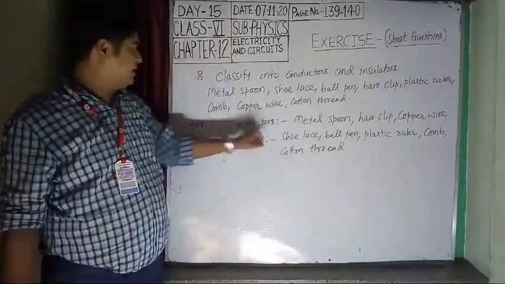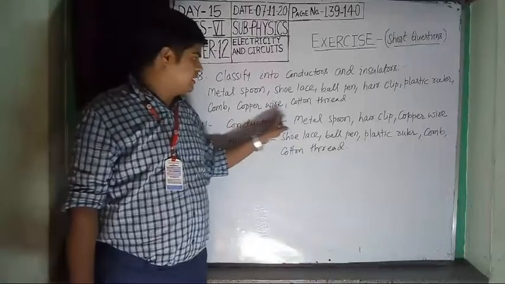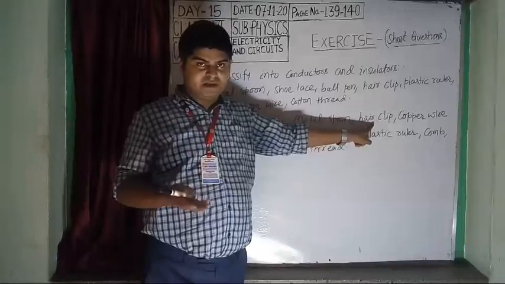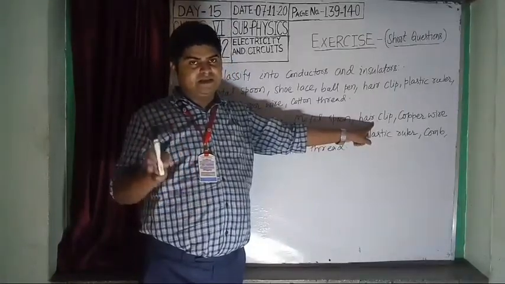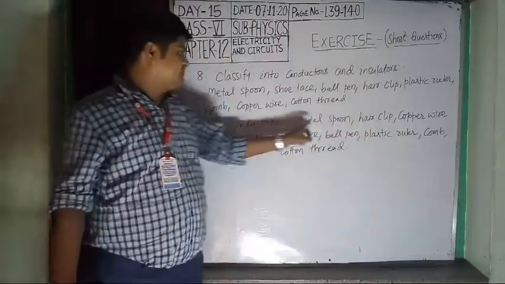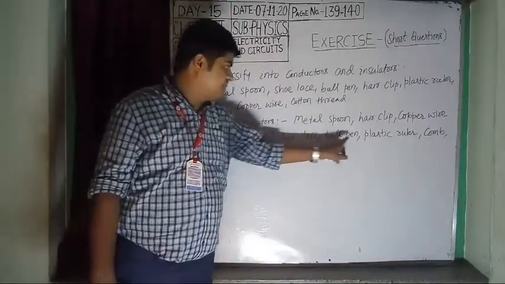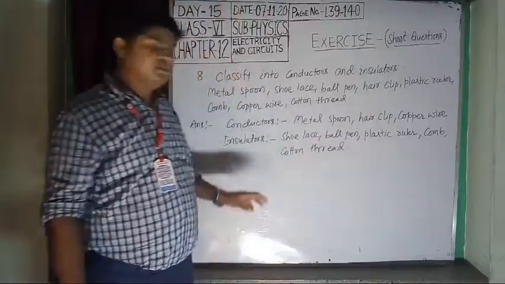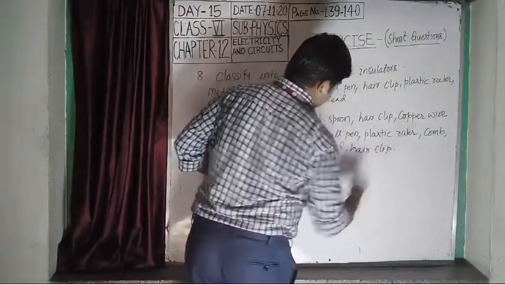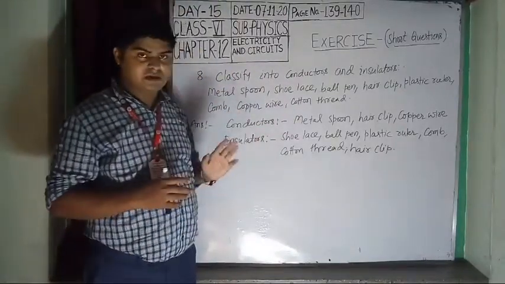Answer: conductors are metal spoon, hair clip and copper wire. Hair clip depends upon the material. If the hair clip is made of metal, then it is a good conductor, and when it is made of plastic, then it is a bad conductor. So you will write hair clip in both conductors and insulators. Conductors: metal spoon, hair clip and copper wire. Insulators: shoelace, ball pen, plastic ruler, comb, cotton thread and hair clip also. Hair clips may be metal or non-metal, so in both cases it is a good conductor or an insulator.